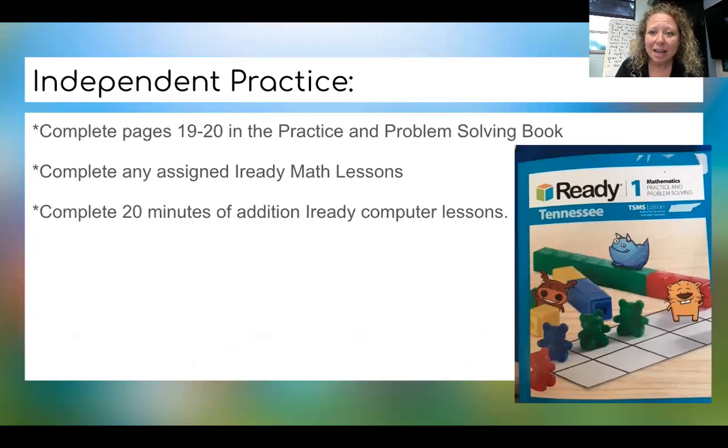All right, friends, now it is time for your independent practice. So in your practice and problem solving book, you are going to be completing pages 19 and 20. 19 and 20. When you are finished with that, you can log on to iReady Math. If you have any assignments from your teacher, please do those first. Once you're done with that, you need to complete an additional 20 minutes of iReady computer lessons.